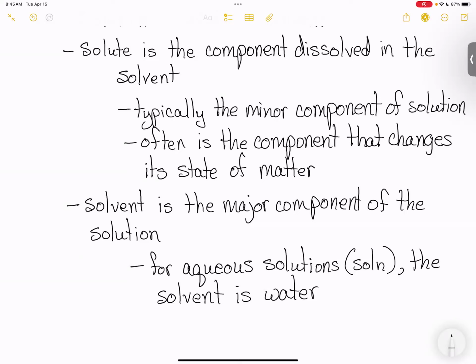Another example that you would be familiar with is the peroxide that you go to the store and buy. The peroxide that you go to the store and buy is 3% hydrogen peroxide. That solution is made by dissolving liquid hydrogen peroxide in water, and therefore the hydrogen peroxide is the solute and the water is the solvent. 3% is hydrogen peroxide, the other 97% is water. Those are examples of solutions.